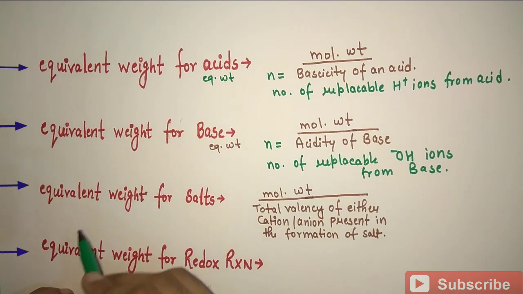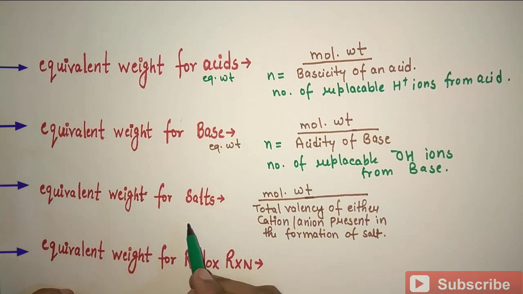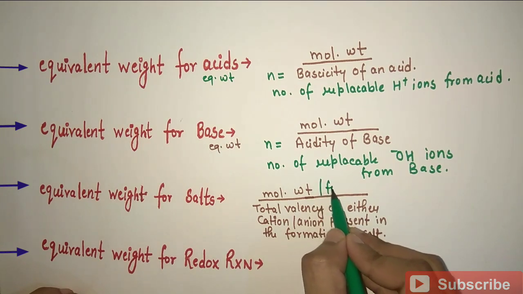Now, if we have to find the equivalent weight for salts, then the formula for equivalent weight will become molecular weight or formula weight.